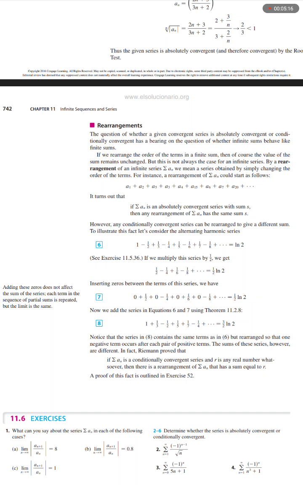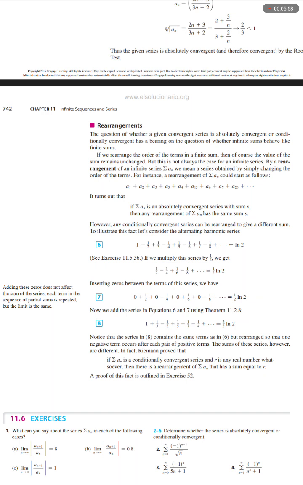Equation 8: 1 plus 1/3 minus 1/2 plus 1/5 plus 1/7 minus 1/4 plus ellipsis, and so forth, equals 3/2 times the natural log of 2. Notice that the series in equation 8 contains the same terms as in equation 6, but rearranged so that one negative term occurs after each pair of positive terms. The sums of these series, however, are different.